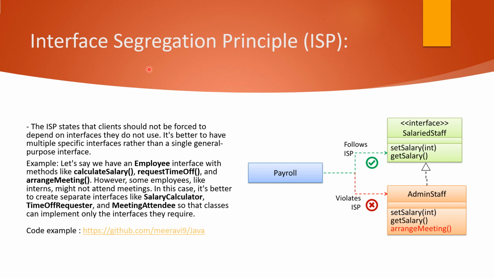Fourth one, ISP, Interface Segregation Principle. The ISP states that clients should not be forced to depend on interfaces they do not use. It's better to have multiple specific interfaces rather than a single general purpose interface. Example, let's say we have an employee interface with methods like calculate salary, request time off, and arrange meeting.